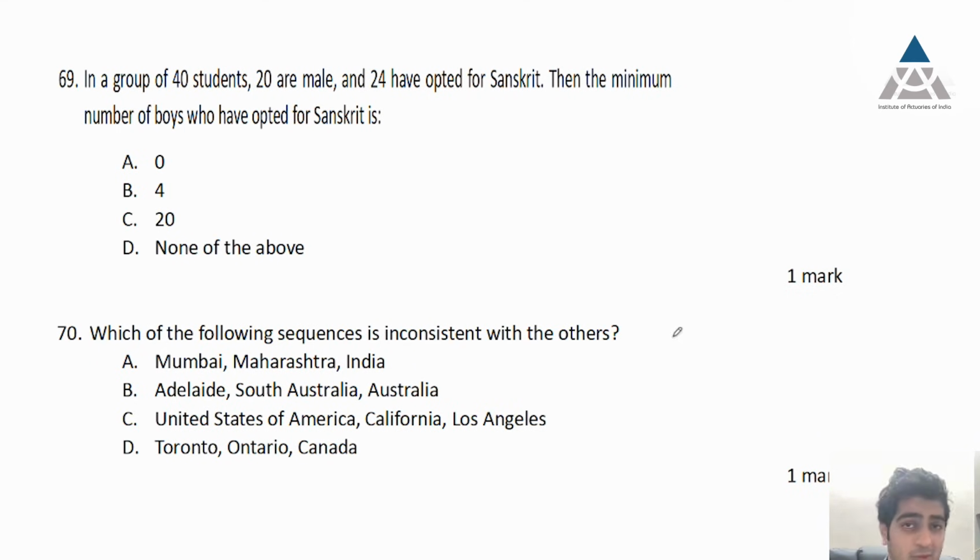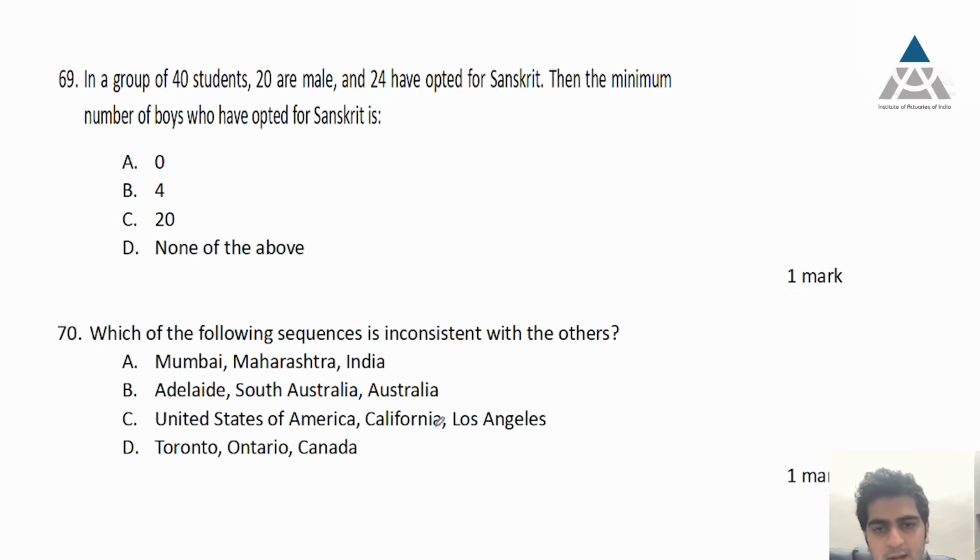And with this, we now move to the last question for the day. Which of the following sequences is inconsistent with others? So this question is your geography in a way. Okay? So it says Mumbai, Maharashtra, India. So that's a city, a state and a country. Adelaide, South Australia, Australia. So that's again a city, an area or region in Australia, and then Australia. Option D is Toronto, Ontario, Canada. Toronto is a city, Ontario is again a province, and Canada is a country.